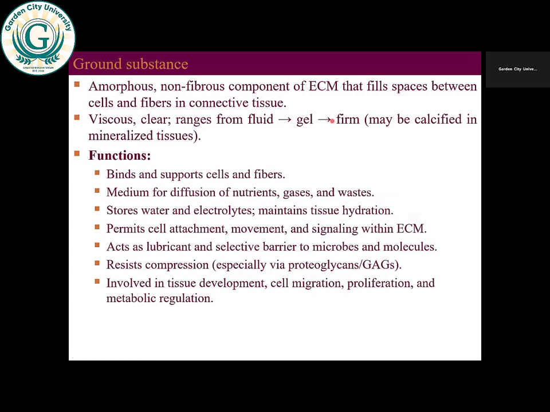So if it's bone, of course, it will be firm. If it is cartilage, of course, it will be firm too. If it's blood, the ground substance will be fluid-like. Now, what the ground substance does is store water and electrolytes. It's a medium for diffusion of nutrients and acts as a lubricant.